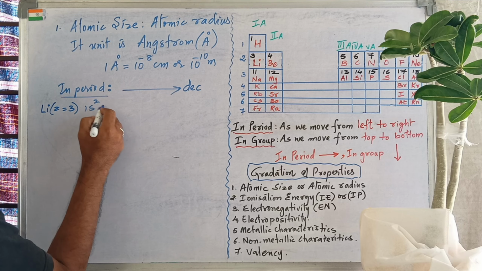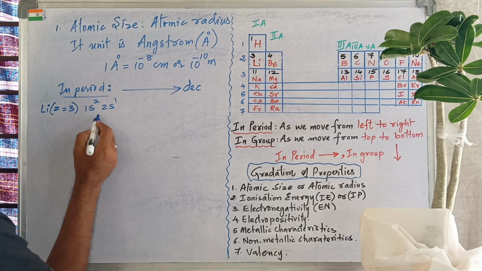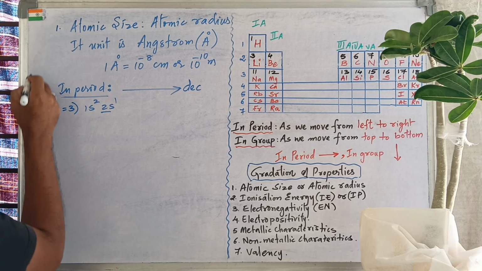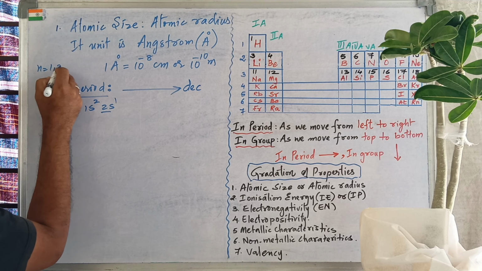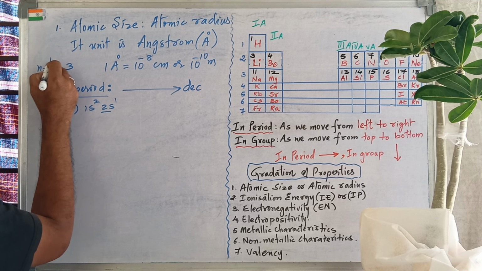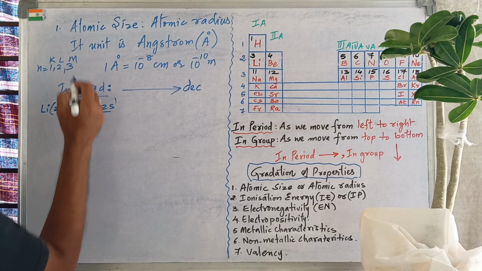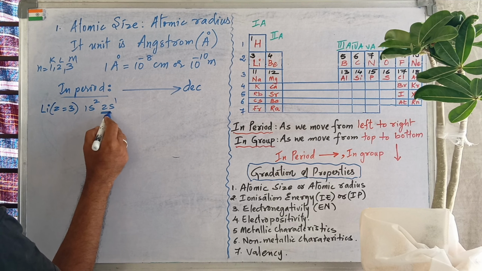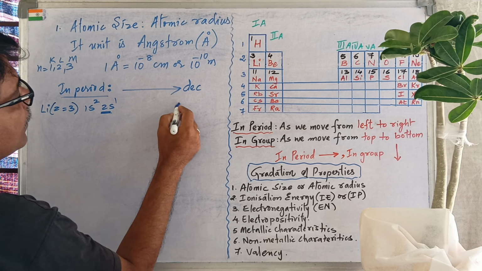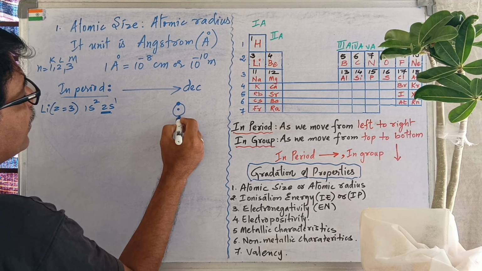Electronic configuration is 1s2 and 2s1. So the starting is, and I told you in the previous class also, a number of times: n is equal to 1 means K shell, 2 means it is L shell, 3 means it is M shell. So L shell it is. Now, let me represent the same thing. This is n is equal to 1.